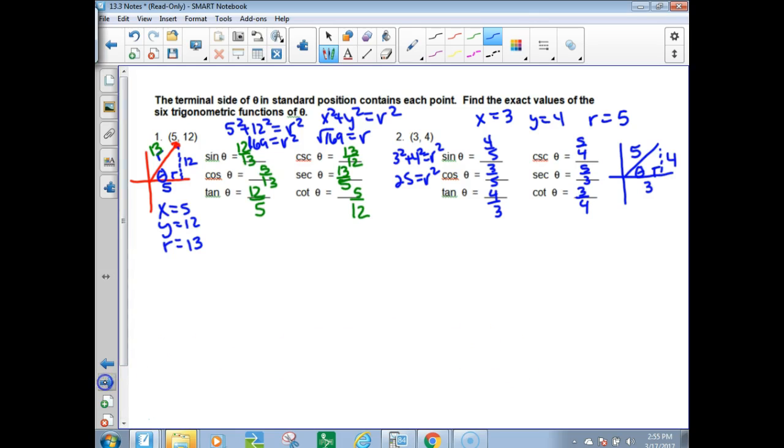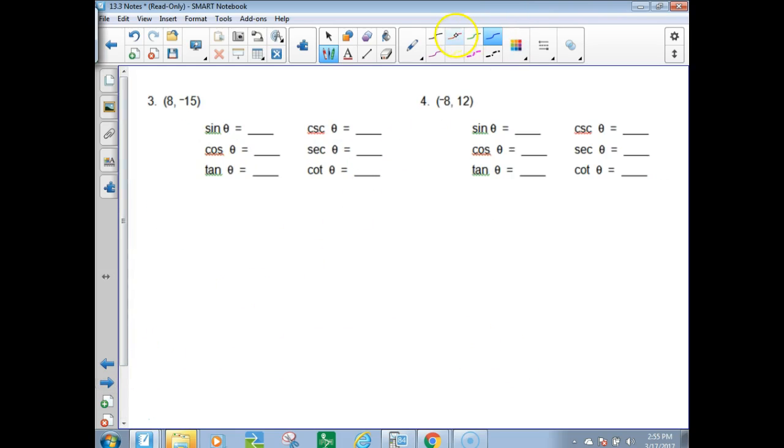All right, so let's get to something with a little more meat. On number 3, we now finally have something that's not in quadrant 1. If I'm going to go right 8 and down 15, that's going to put me in quadrant 4. Yep. And I don't really care if we draw that to scale. Just get yourself a little triangle.